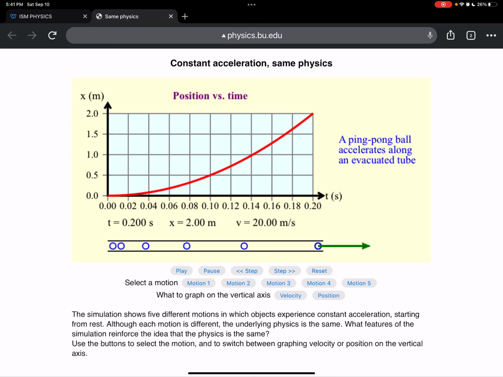All right, so then there you go. You need to play with this yourselves, all right?